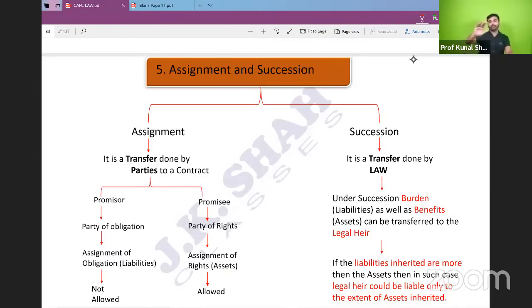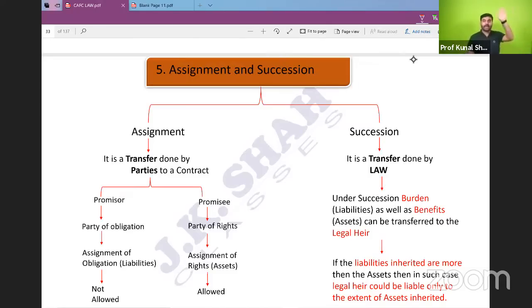Sir, assignment also means transfer. Succession also means transfer. Are they both one and the same? I never said that. I said assignment is a transfer. Succession is also a transfer. But what's the difference between them?